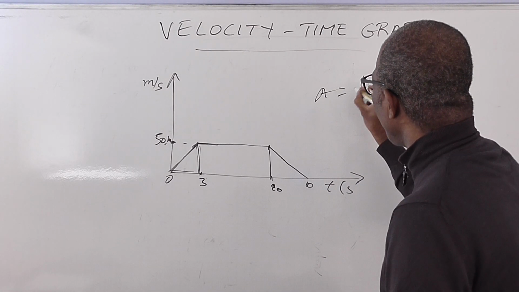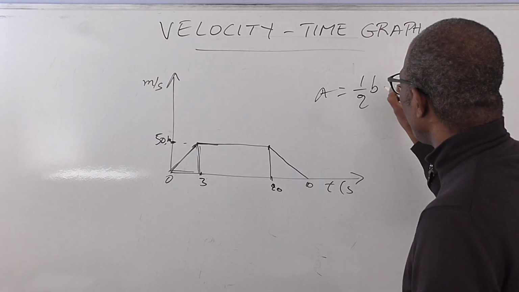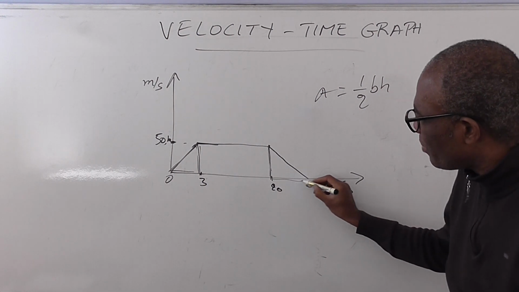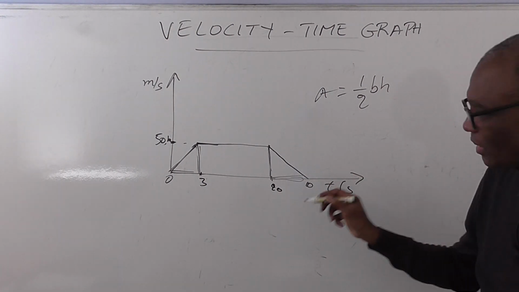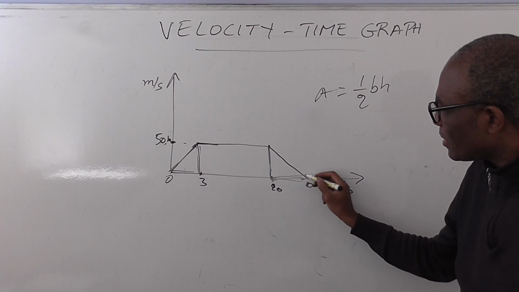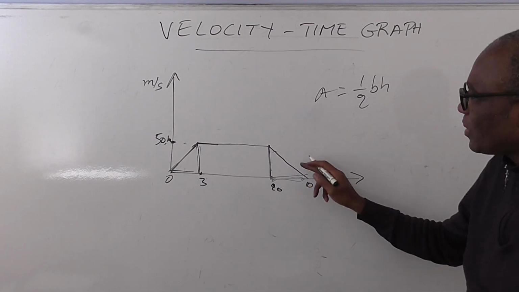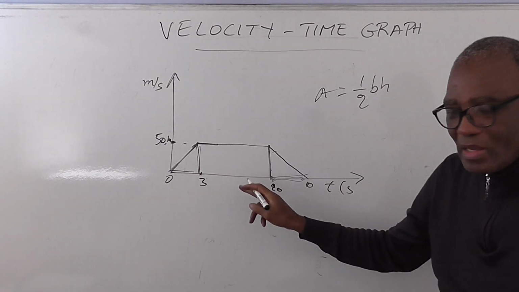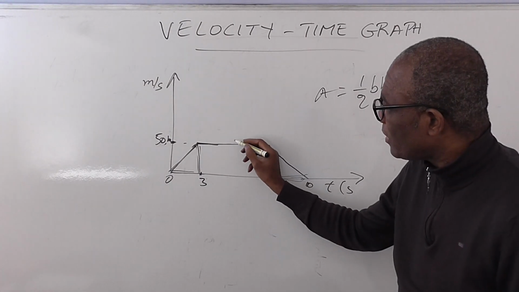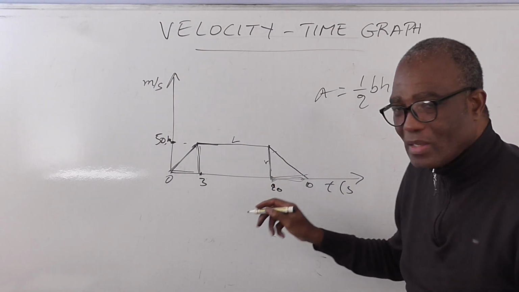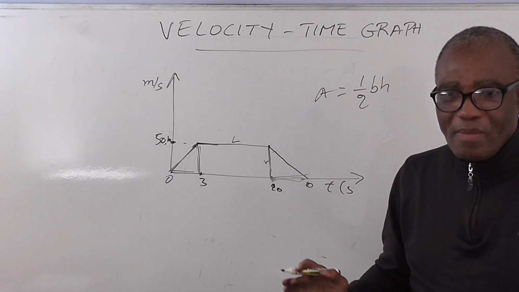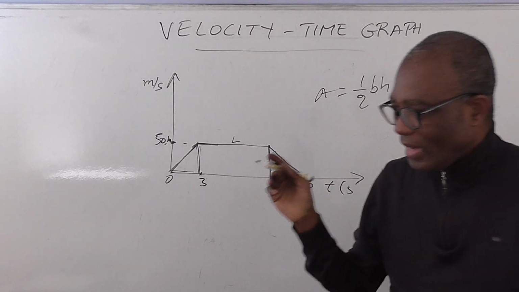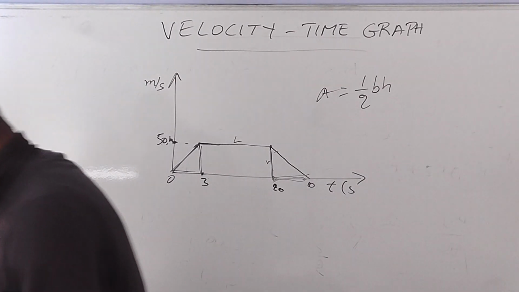The area of a triangle is half multiplied by the base multiplied by the height. So this is the height, this is the base. You multiply and you get the area. Here you do the same. And here you multiply the length by the width and you get the area. If you sum them, then you get the distance traveled. So let us do an example.